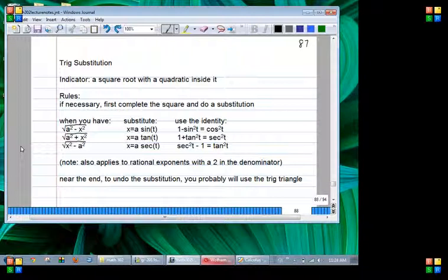And two notes from when we did the problems. This also applies when we have rational exponents with a 2 in the denominator, because a rational exponent with a 2 in the denominator basically means you've got a square root. And of course, we also need to undo the substitution. And almost always, to undo the substitution, we're going to need to use a trig triangle. Not always, but almost always.